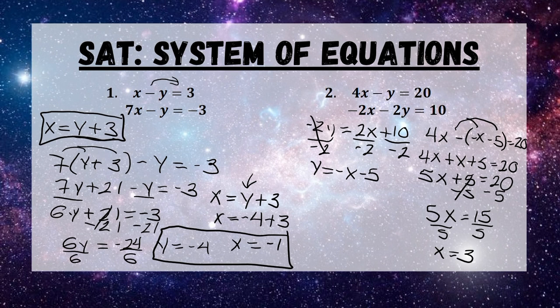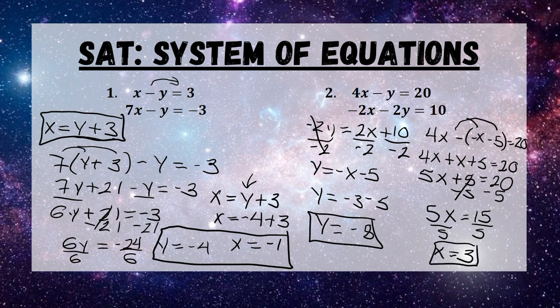Remember, we're not done here. In order to solve a system of equations, we need to have an x value and a y value. For x, we got 3. And now we need to plug this into the equation that we have for y. We're going to have y equals negative 3 minus 5. Negative 3 minus 5 is negative 8. And now we have our answer that x equals 3 and y equals negative 8.